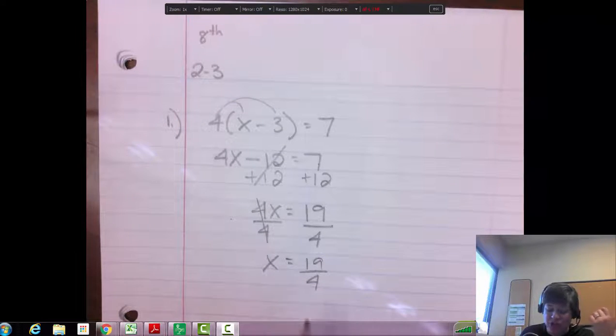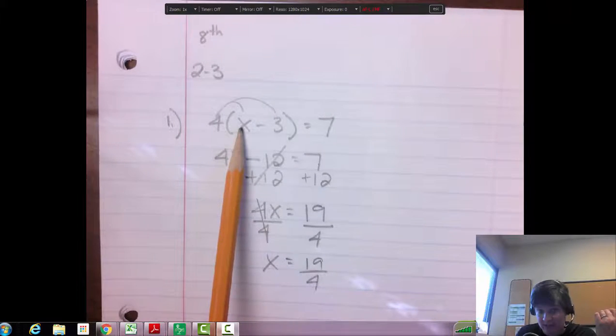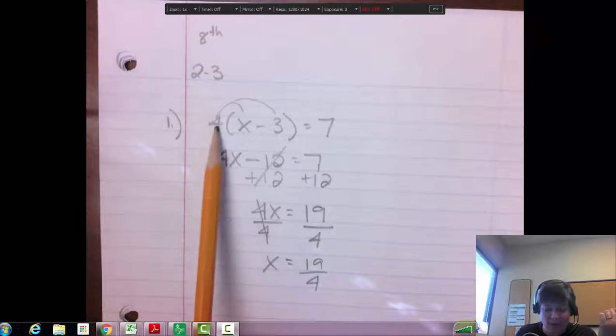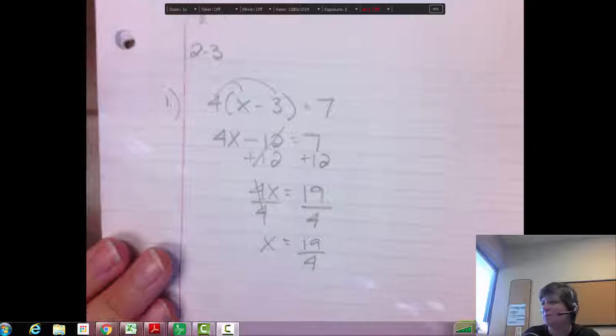And we could double check this. This is a great time to use a calculator. You could go back and put 19/4 in your calculator. So you do that as 19 divided by 4, subtract the 3, times that by 4, and you better get 7. Okay? So yes, you can use a calculator, especially to check your work. So let's try one that has a few more steps in it.